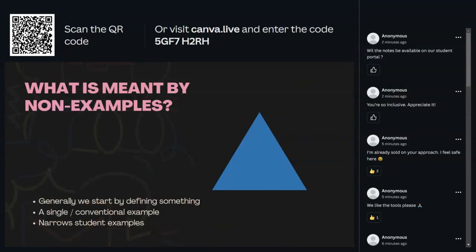But what non-examples ask us to do is to almost look at it in the opposite way, or think about how one-dimensional a definition generally is. Because when we start by defining something, we're giving it a single, conventional view, and we don't look at the different angles that we could have taken to give our students broader or critical thinking opportunities. For example, the triangle on the screen.